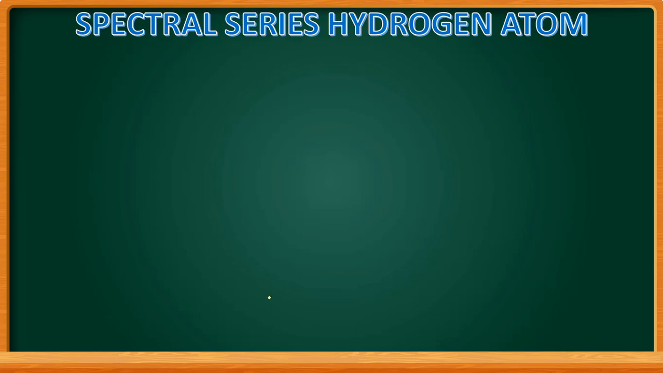Let us start the lecture. In this lecture, we are going to discuss the spectral series of the hydrogen atom. We already discussed the expressions for radius, velocity, energy and wave number. In this lecture, we have to use the expression for wave number.